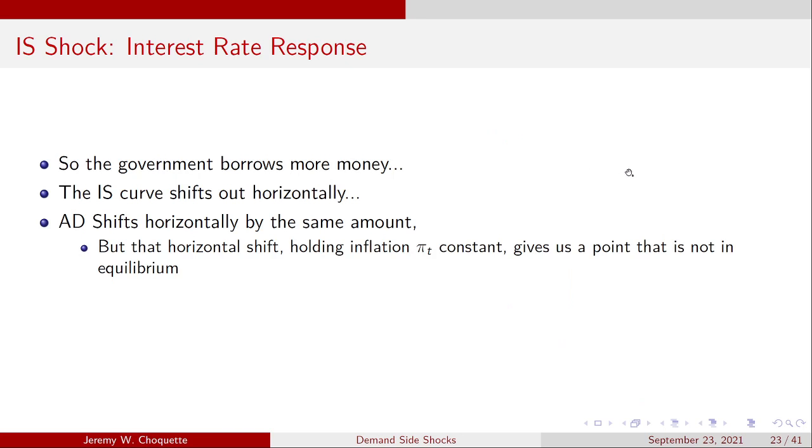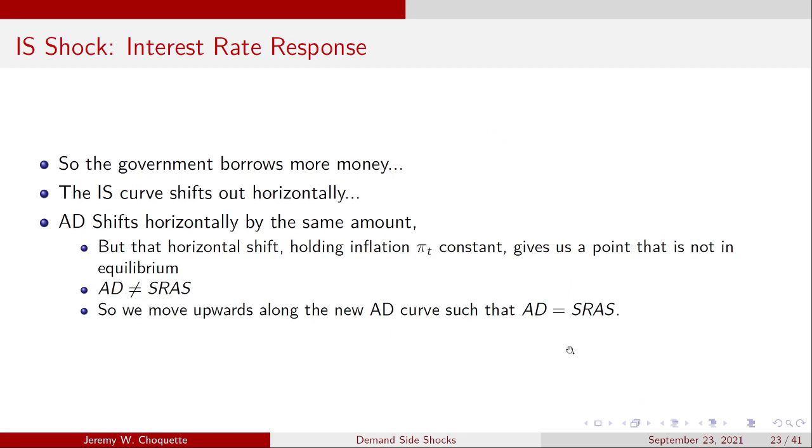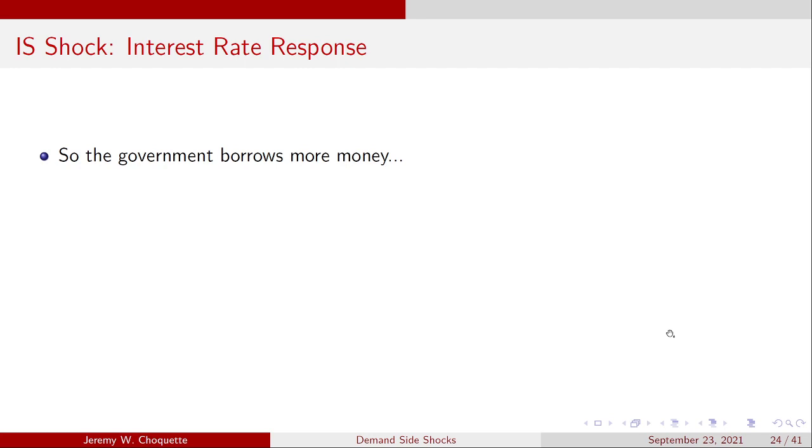So that horizontal shift holding inflation constant gives us a point that isn't in equilibrium. Aggregate demand is not equal to short run aggregate supply, because that's giving us a point right here. We are in equilibrium with neither short run aggregate supply nor long run aggregate supply. We're just kind of sitting out here all by our lonesome. So what has to happen? Well, we've got to be able to get back here, because right here, there's no equilibrium. No equilibrium is bad. So we're going to move upward along the new aggregate demand curve such that aggregate demand equals short run aggregate supply.